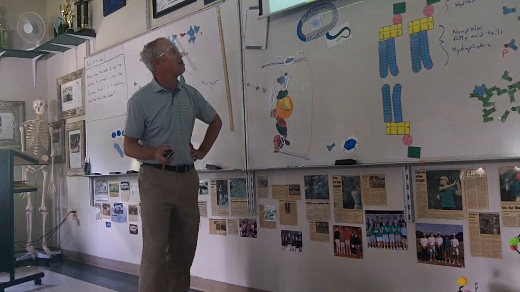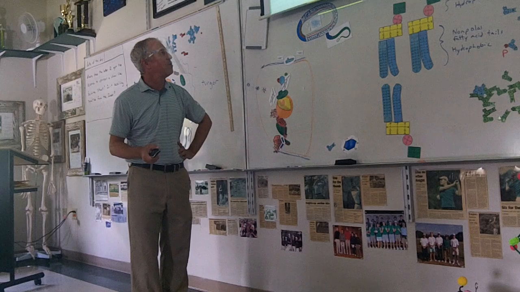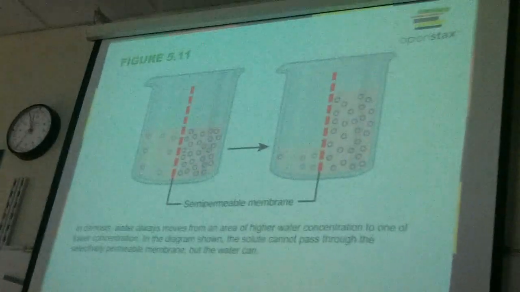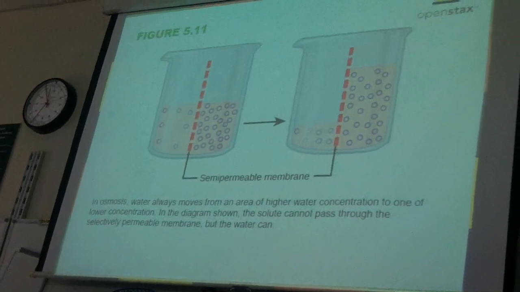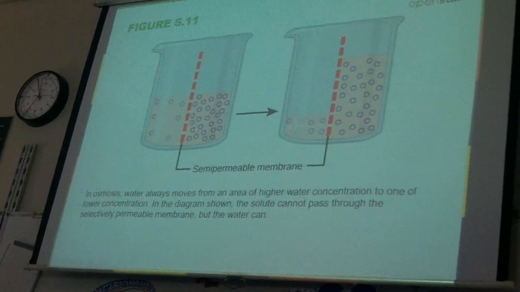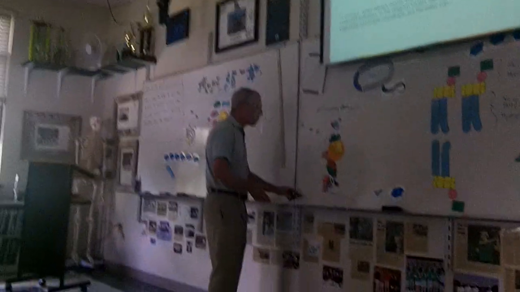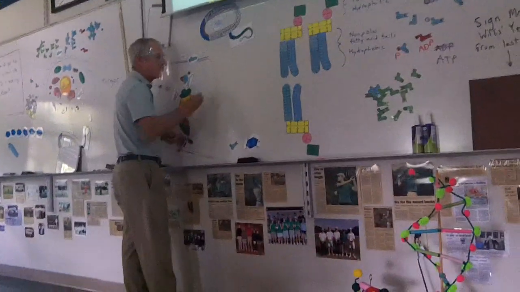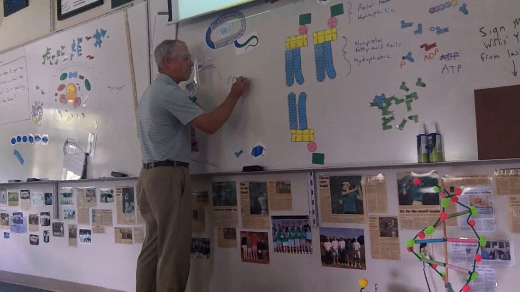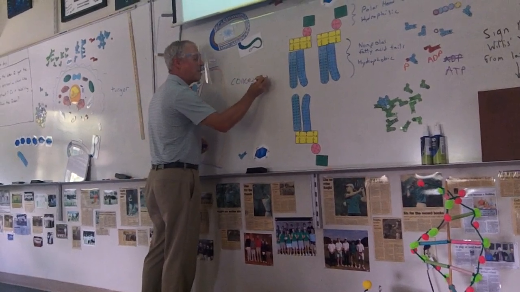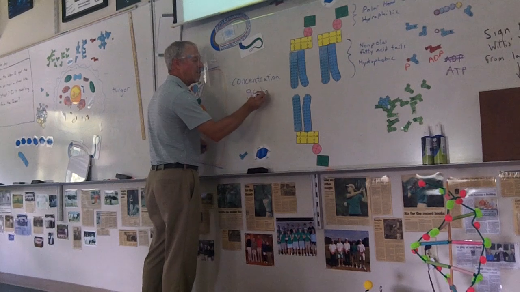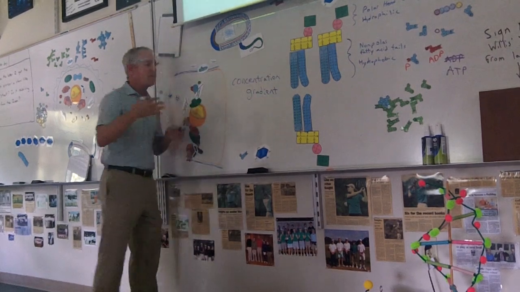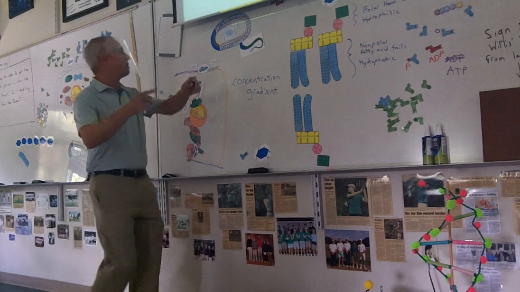So, if the particles can move through the membrane, then they might spread out. That's called diffusion. Diffusion is the normal spreading out. And we would say that there's a concentration gradient. You all know what concentration gradient means? What's the concentration gradient? That's the normal movement of particles.